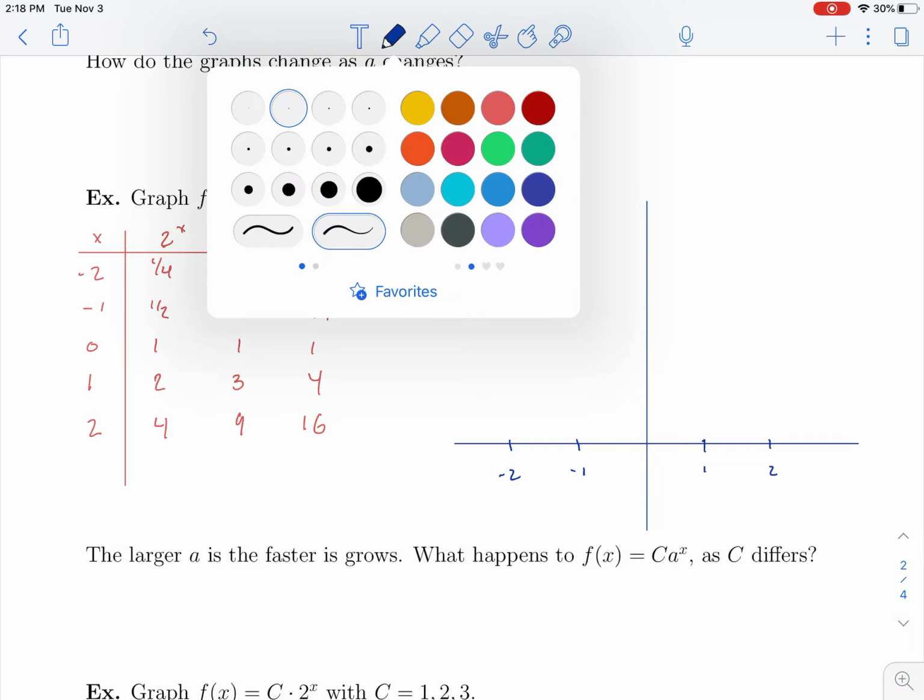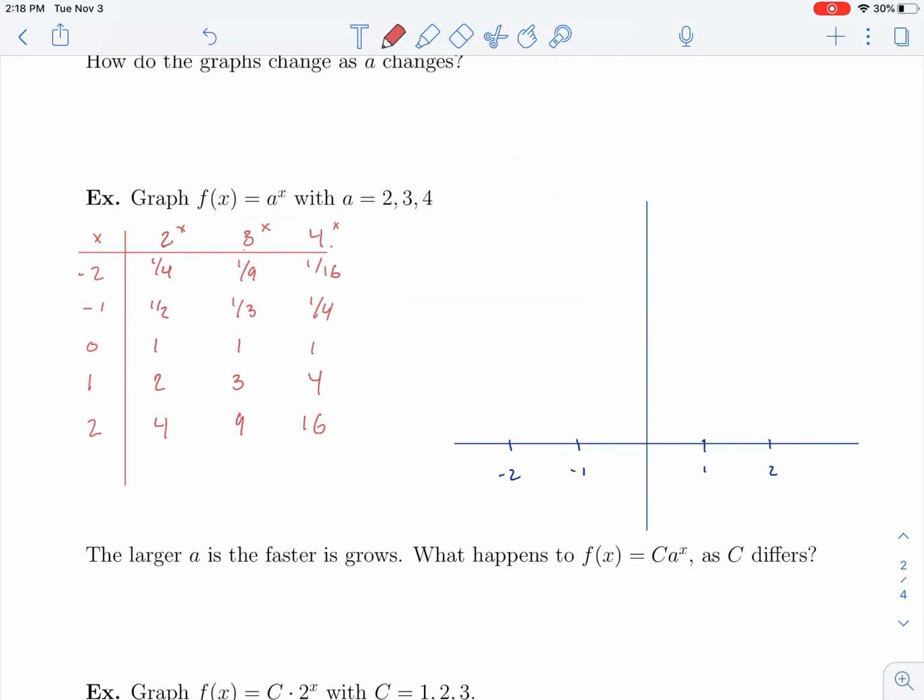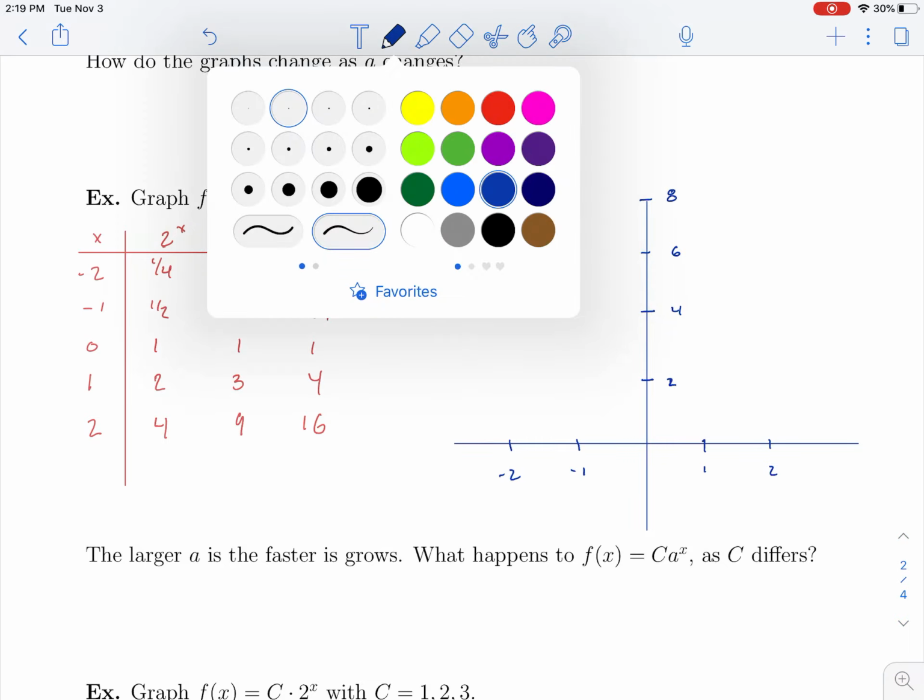So we'll do 2 to the x in this pink color. So let me also do this axis. So 1, let's do, I'm trying to think, let's do 2, 4, 6. Yeah, okay.